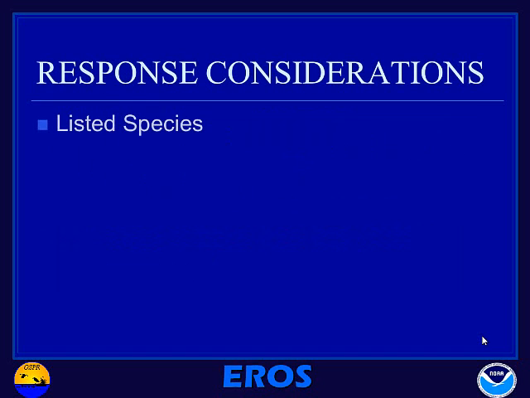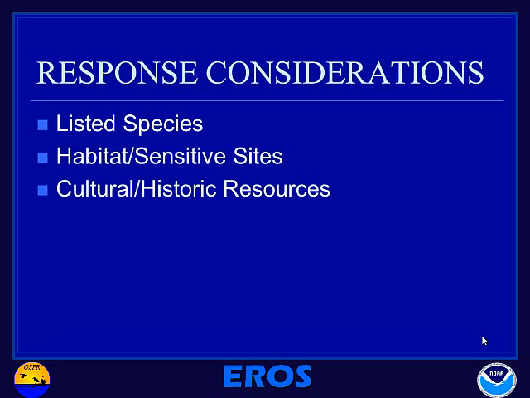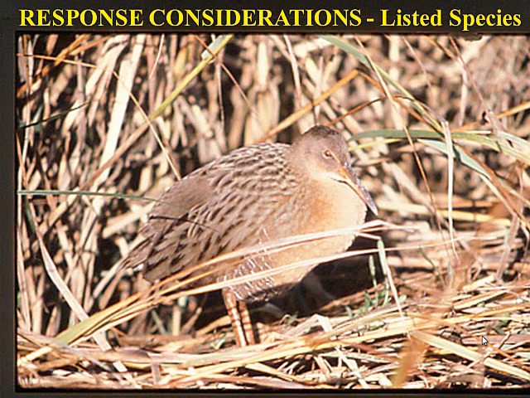Okay, so for response considerations, listed species tend to have the highest priority because they're already impacted. We want to try to protect them as much as possible. Sensitive habitats and sensitive sites identified, hopefully already in the ACP, will have a high priority based on the way we've weighted them. Cultural and historical resources will be very important also. Here's a picture of the California clapper rail. It's in a salt marsh, and it is highly impacted by oil if it should get into the salt marsh.